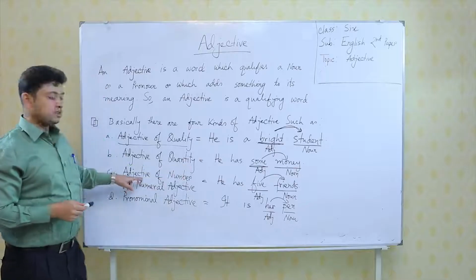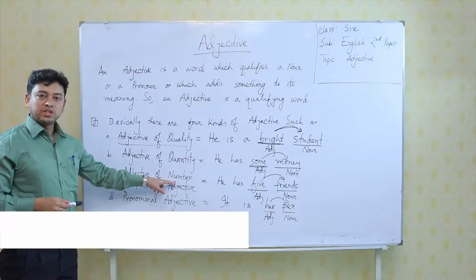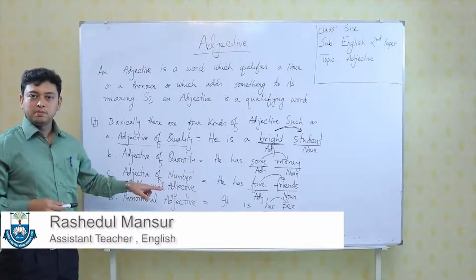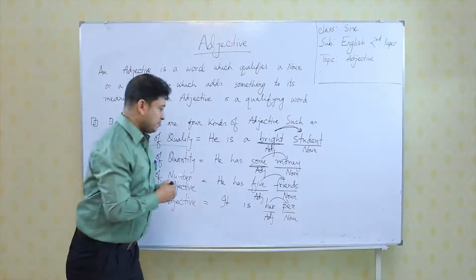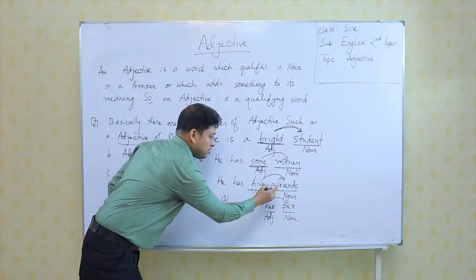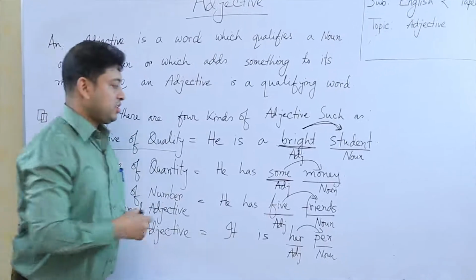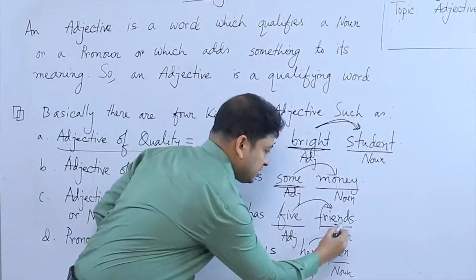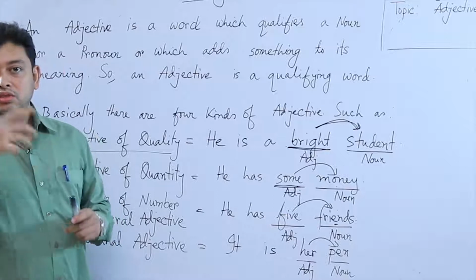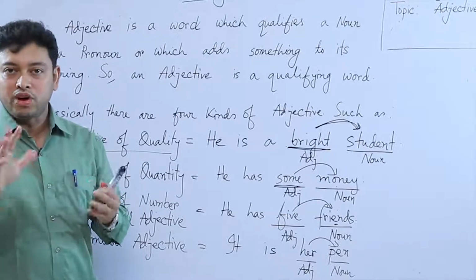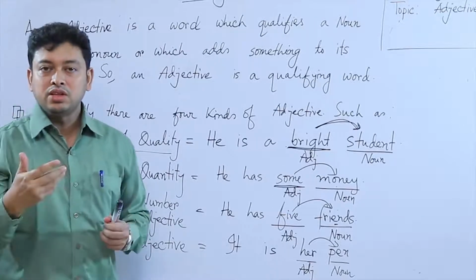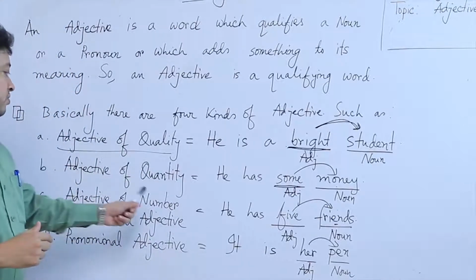Now, the third one, adjective of number or numeral adjective. Let's see the example. He has 5 friends. The word 5 is an adjective. Why? Because it is qualifying the noun friends. Now, we can count the friends 1, 2, 3, 4, 5. As we can count the number, that's why the name is adjective of number.